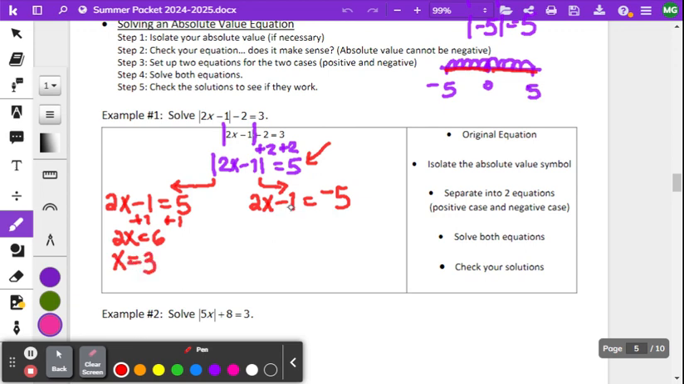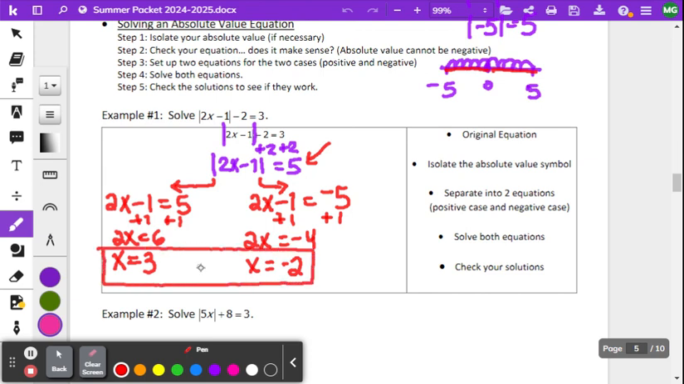Over here, we do the same thing. We add 1 to each side. We get 2x equals -4. And then we divide by 2, and we get x equals -2. So notice we have two answers here.